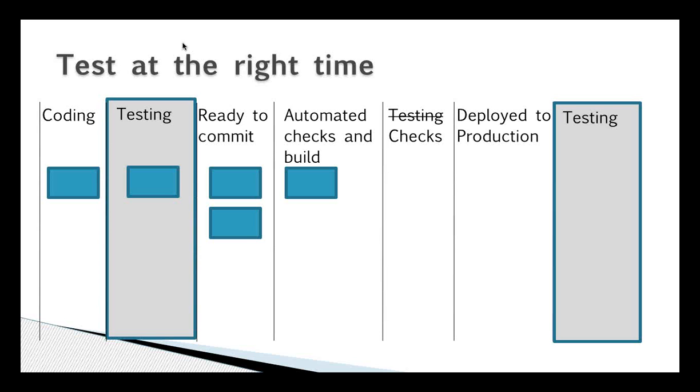If we are happy, then the code can be committed. We run some automated checks and build. And then rather than doing testing on the test environment, we now only need to do some checking. We're doing some regression checks. We're doing perhaps a few final acceptance checks, but nothing too in-depth. Then we can deploy the code to production.